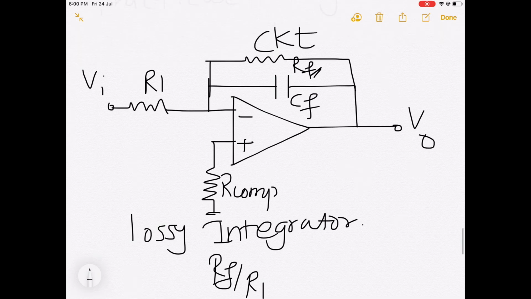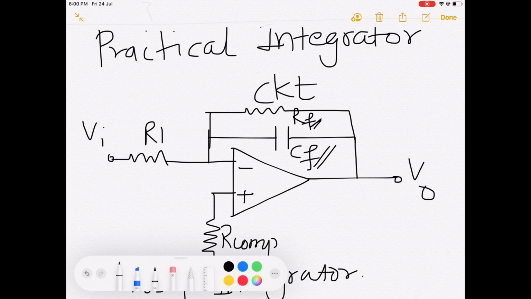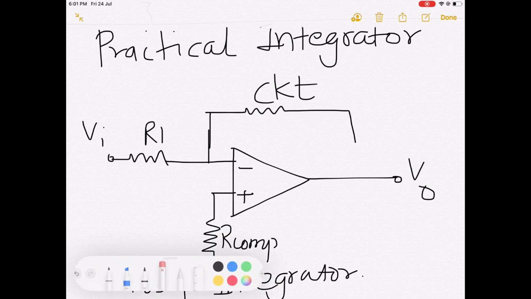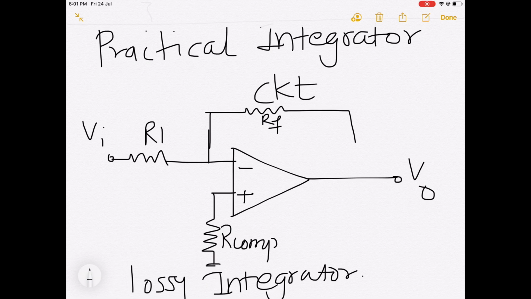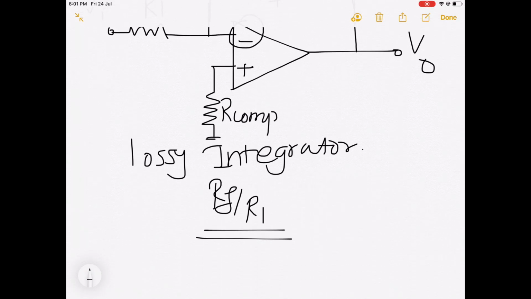Okay. At low frequency there is no role of the capacitor. So in this circuit, if I remove this capacitor, means it acts as open here. If it acts as open here, then this circuit will act like which circuit? It is an inverting amplifier. So simply the gain of the circuit will be RF by R1, means minus RF by R1.